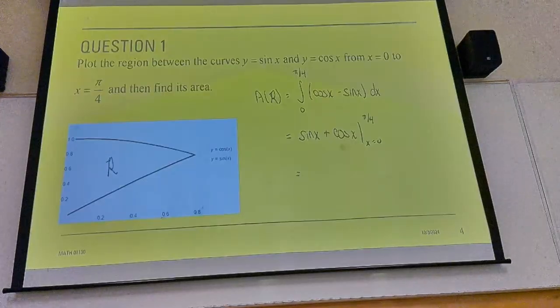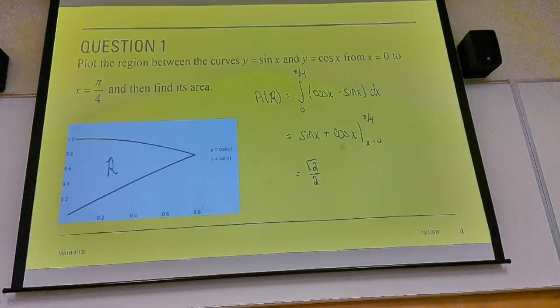Sine of pi over 4 is what? What is sine of 0? 0. Cosine of pi over 4. Cosine of 0. And how's that simplified?